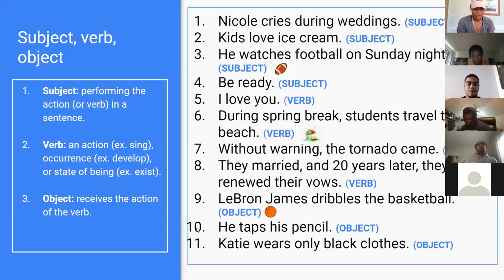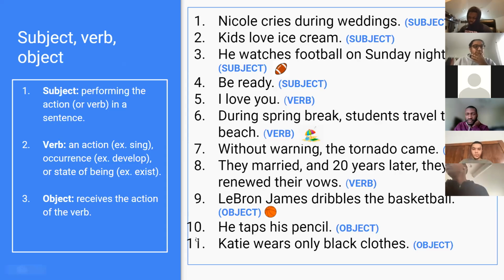Next person, who wants to answer this one? They married, and 20 years later, they renewed their vows. What's the verb? Go for it, Caleb. Married. And then there's another one too, right? Renewed. So that's what people are doing. They're marrying and they're renewing. Those are the actions. Is that clear? Are we good? Okay.